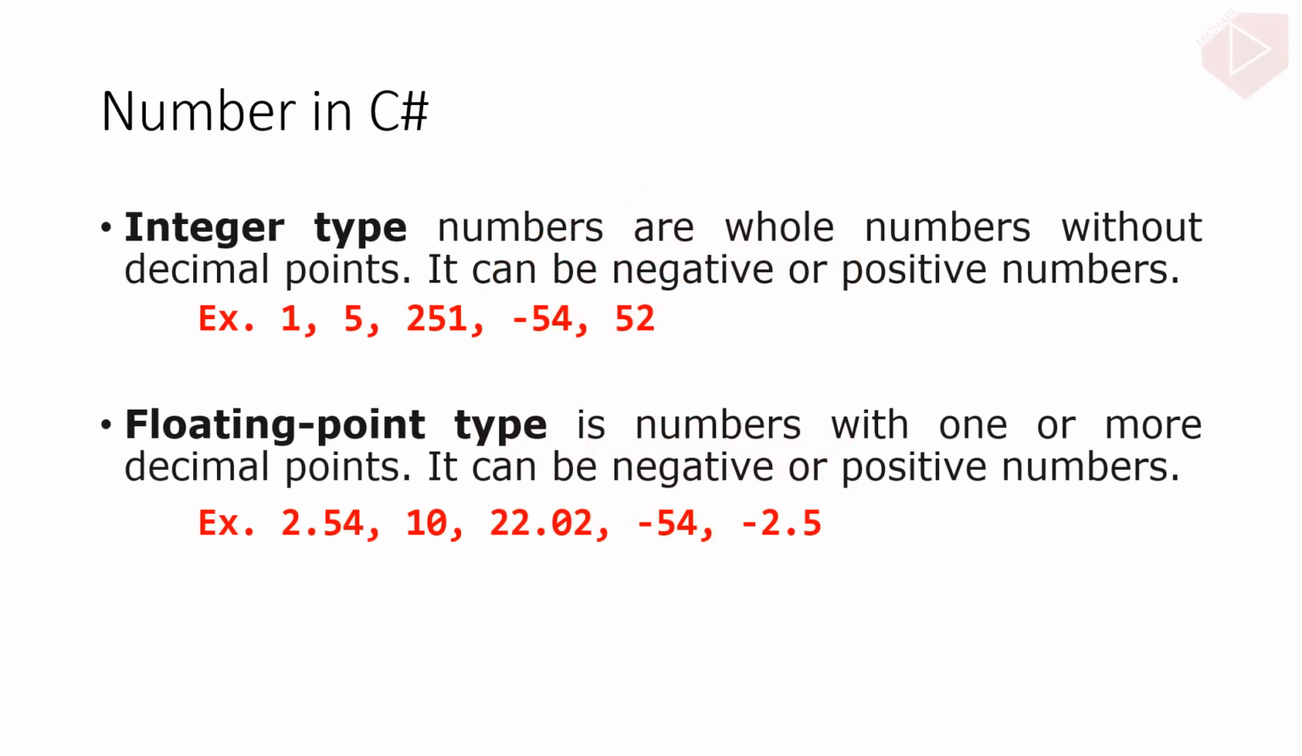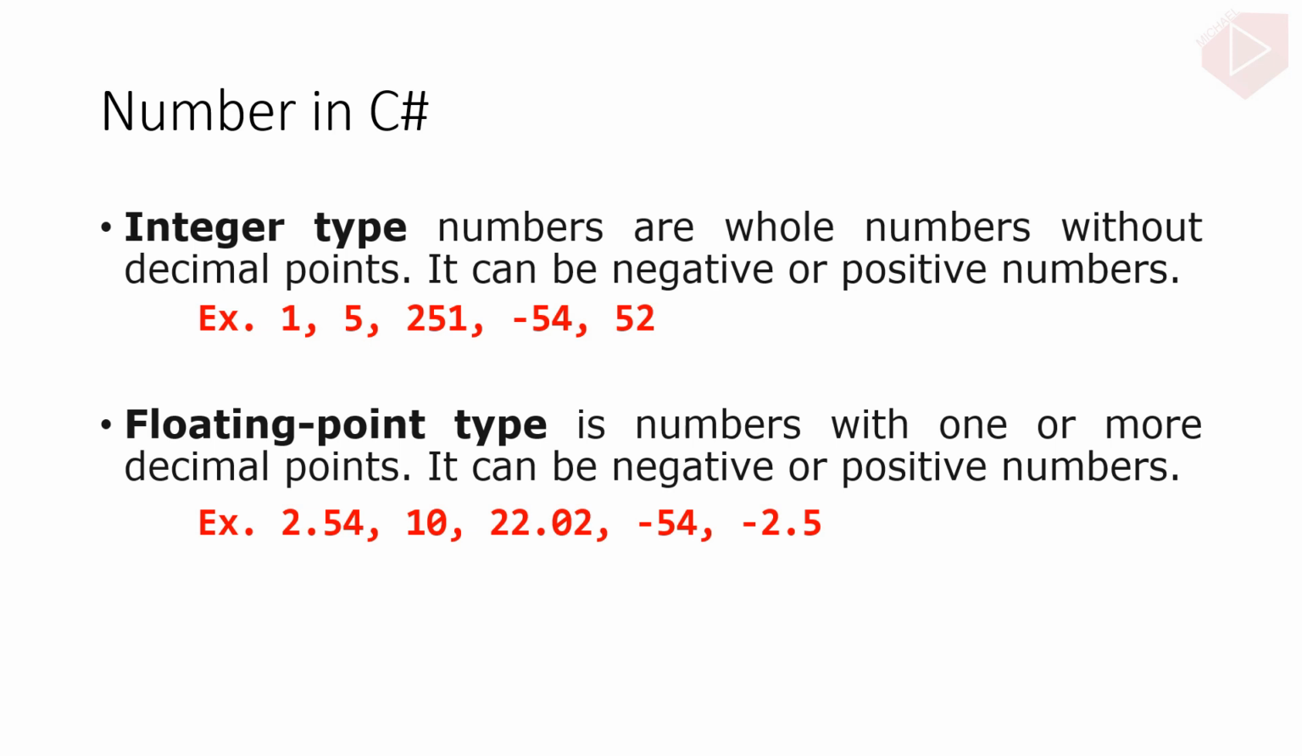Numbers, in general, can be divided into two types: integer type and floating point types. Integer type numbers are whole numbers without decimal points. They can be negative or positive numbers. Floating point type is numbers with one or more decimal points. They can be negative or positive numbers.